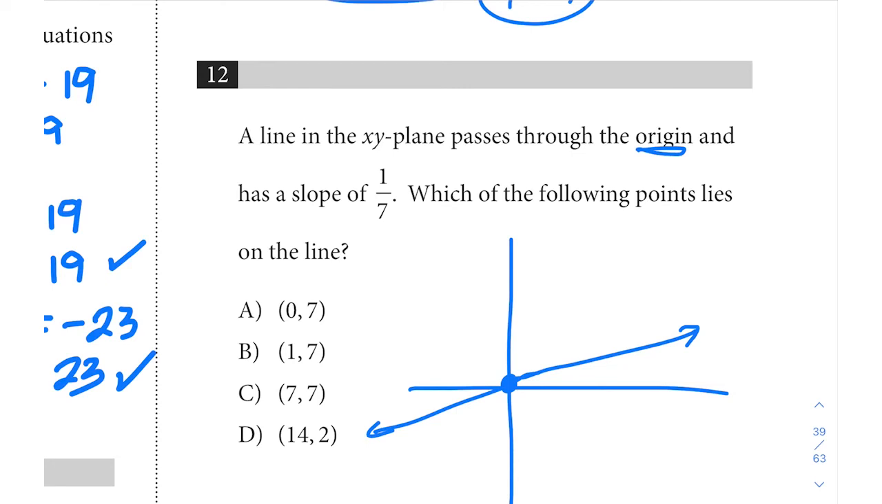Which of the following points lies on the line? Well, we might say to ourselves, okay, I don't think it's going to be 0, 7, because that would be like 1, 2, 3, 4, 5, 6, 7, and right on this y-axis. So that seems like maybe A we could eliminate just visually without having to plug anything in or test it out. For this, if it has a slope of 1/7, remember that this is your rise, or your change in y, over your run, or your change in x.